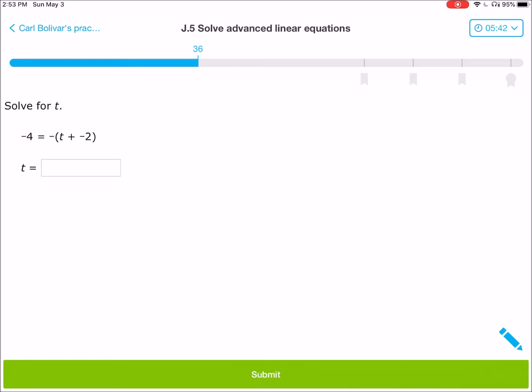Great. Now we have another one of these distributive problems. So let's write it out first.